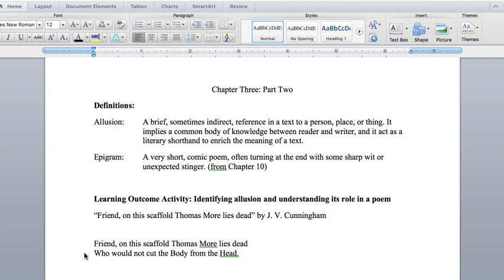Thomas More was a Catholic, and he did not support Henry declaring himself the head of the Church of England. And so he did not support moving the body, or the church, away from the head, the Pope. The irony in this poem is that More was accused of treason and was beheaded. And so he literally lost his head for refusing to separate the church from the Pope, or the church from its head.